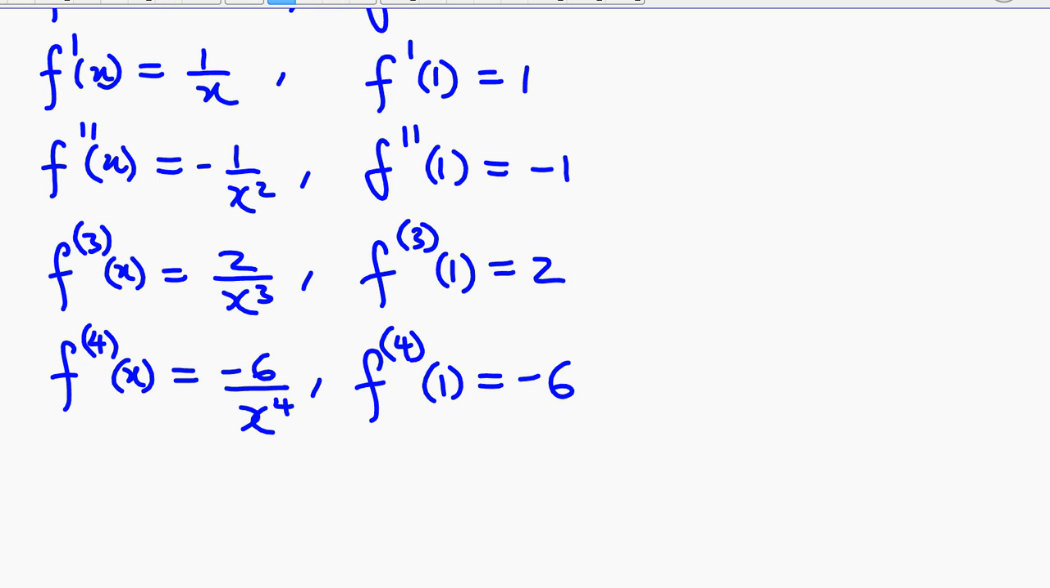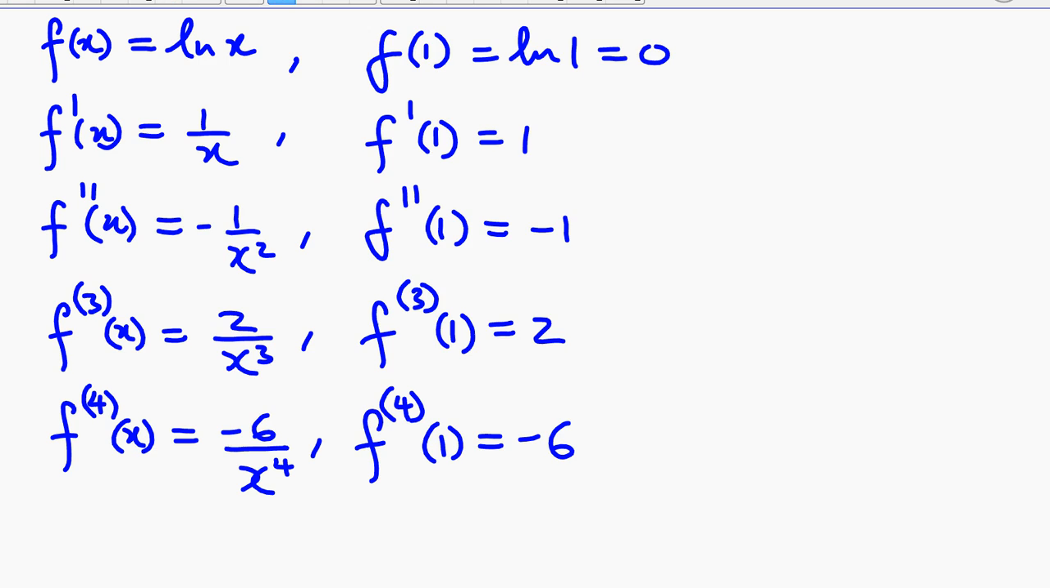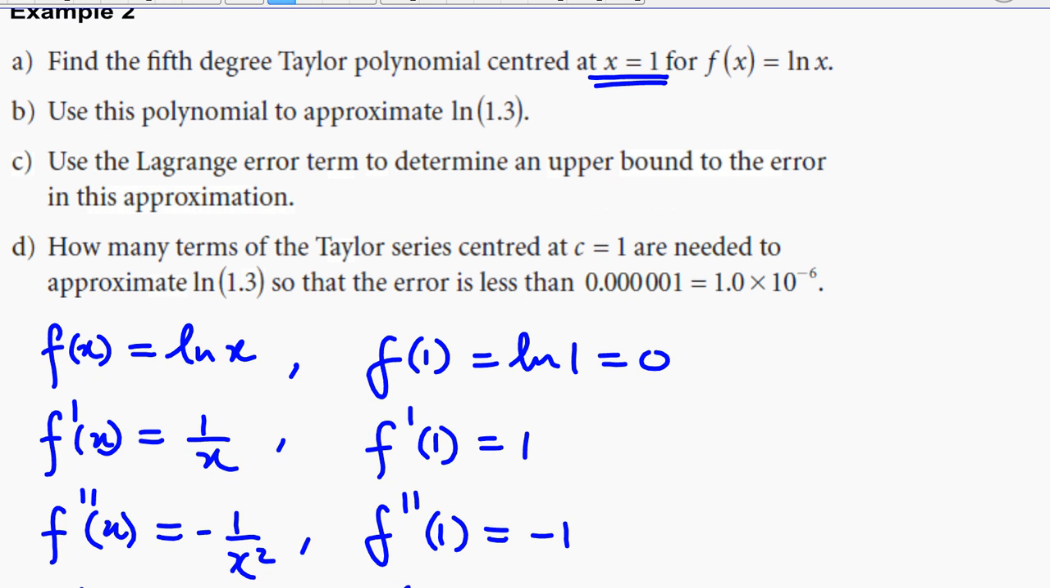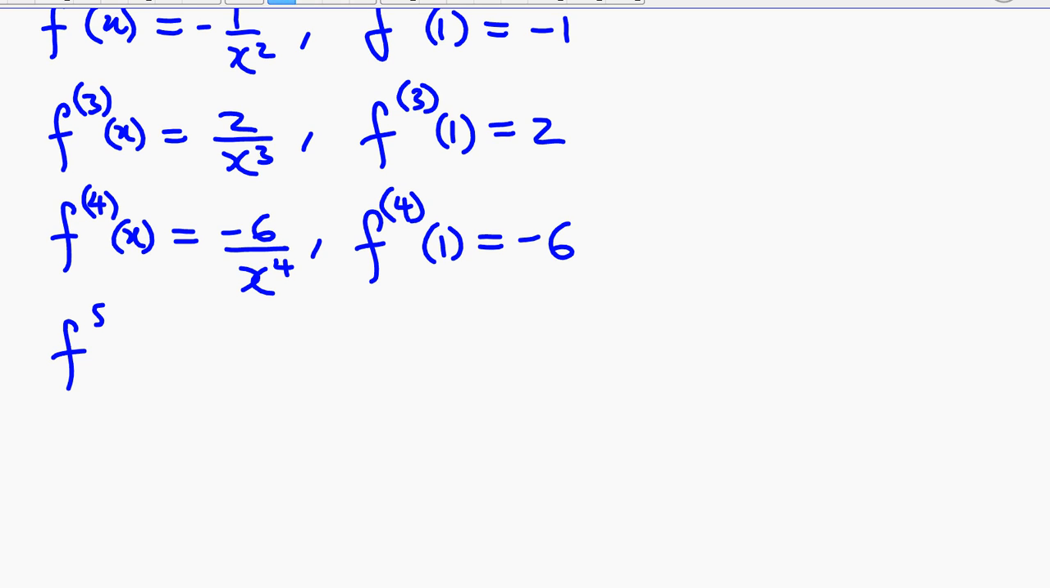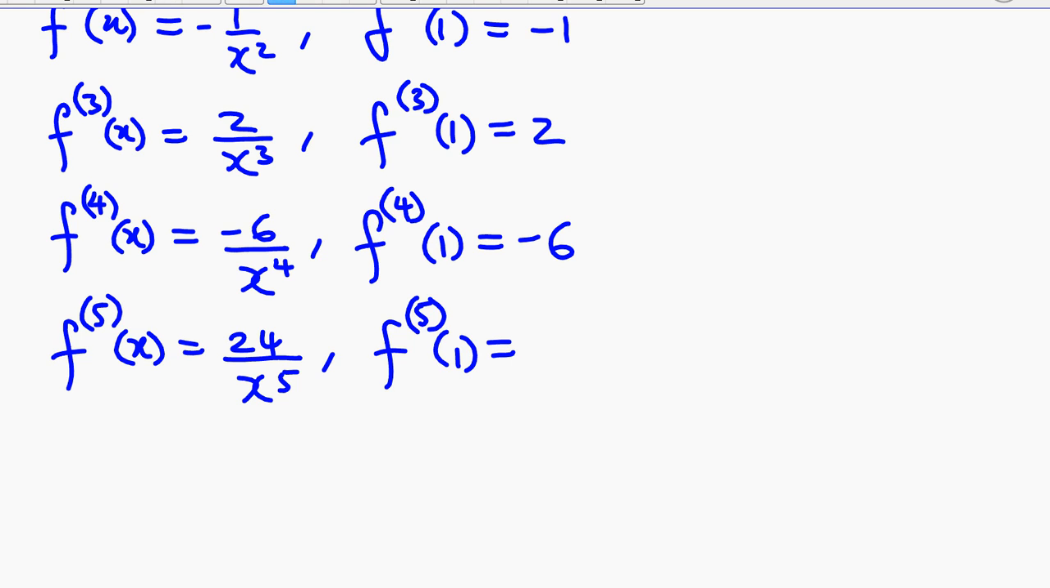All right. Now these guys have asked us to go up to the fifth degree Taylor polynomial, so we have to keep on going. The fifth derivative of this function will be 24 over x to the power 5. So the value of the fifth derivative at x equals 1 will be equal to 24. All right.